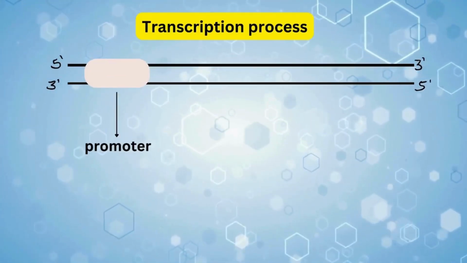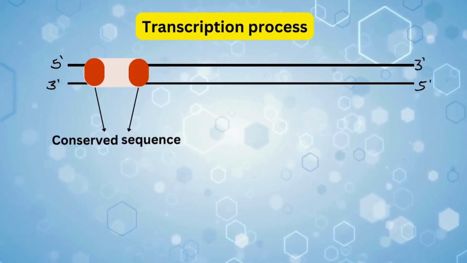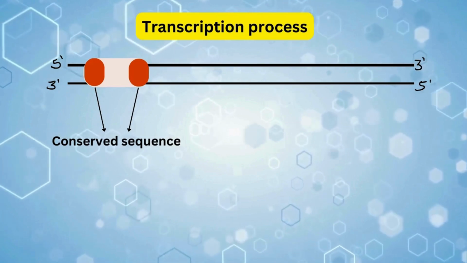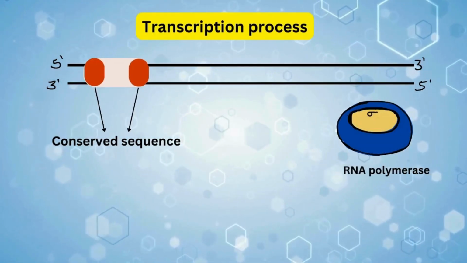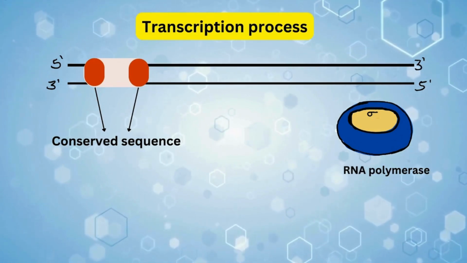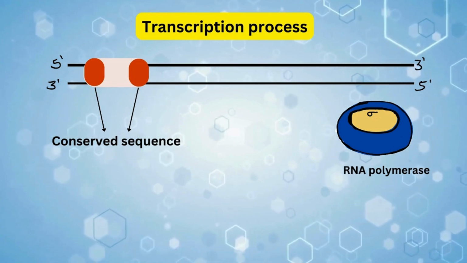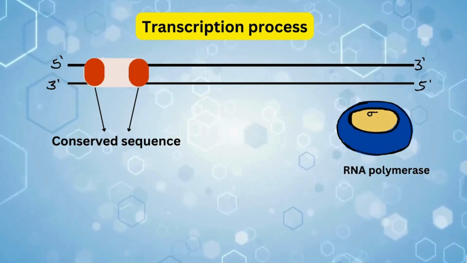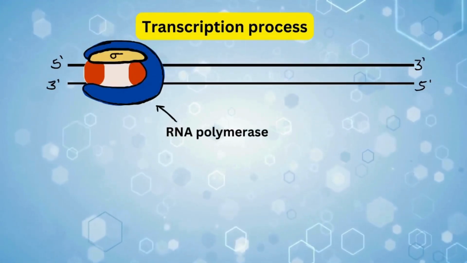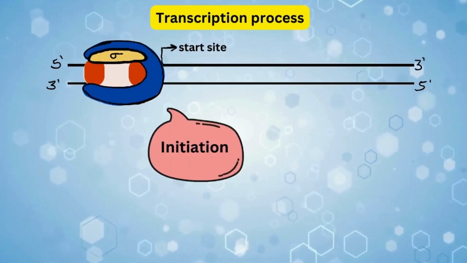Promoter is a segment of the DNA where the RNA polymerase binds and the transcription is initiated. Promoter consists of conserved sequences. Sigma factor of RNA polymerase is the one which recognizes these conserved sequences and allows the RNA polymerase to bind at the specific site in the promoter. When the RNA polymerase binds with the promoter, transcription starts and this process is known as initiation.